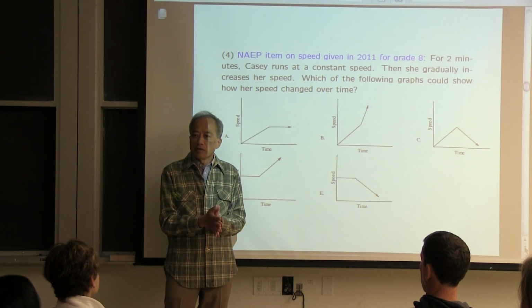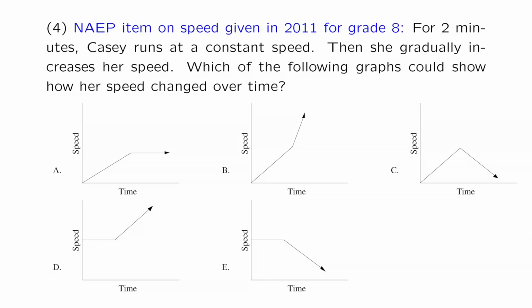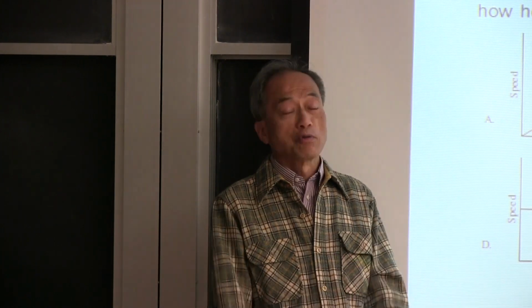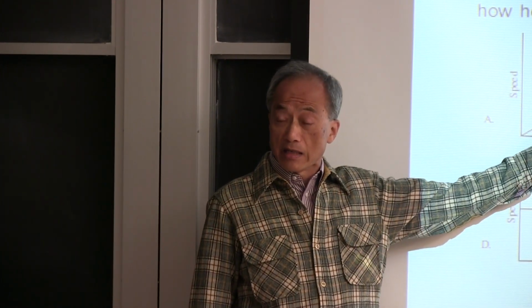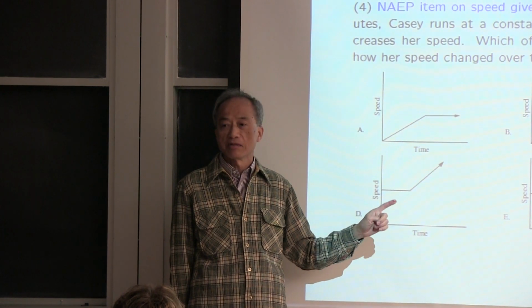Why is that important? Because you adults have gone through so much. You have a general idea what speed is. A young kid has no idea what speed is. You have to explain to the young kids. Right? So in order for the young kids to do this problem properly, they have to know what exactly is the speed at a particular moment. That's the clincher.